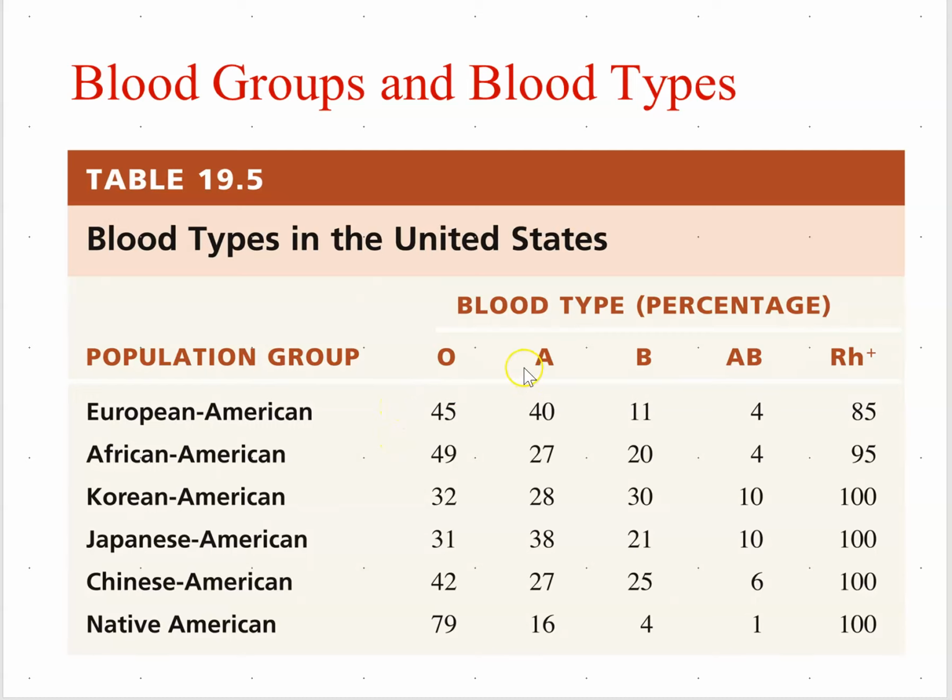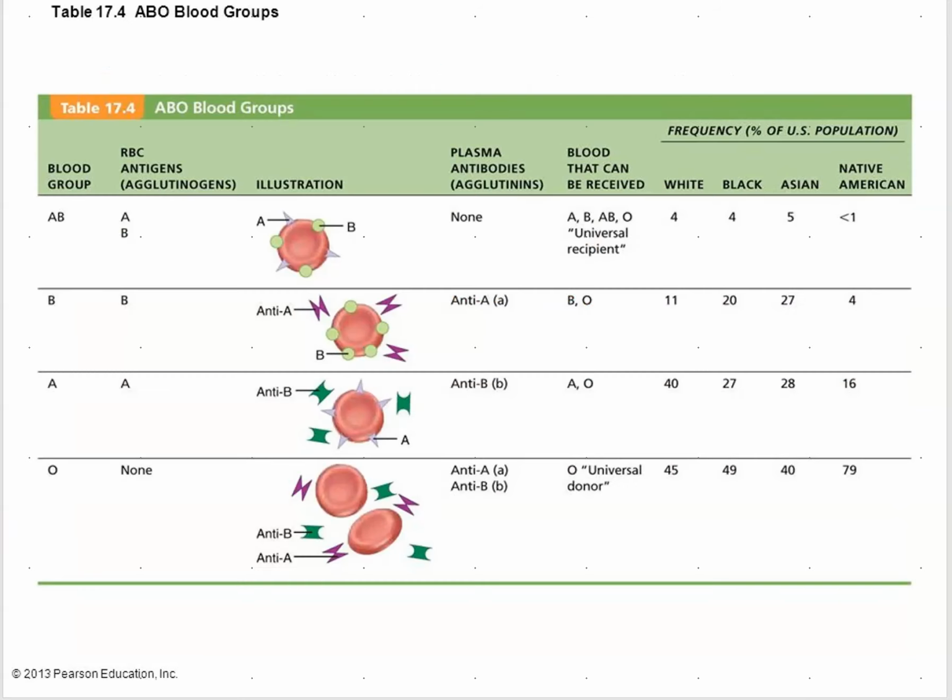Now, the most common type of blood is usually positive blood. It can be O, A, B, and AB. AB in general is the rarest form of blood type, and O is very common in Native American descent, European American descent. It's relatively less common in Korean American and Japanese American people in the United States.